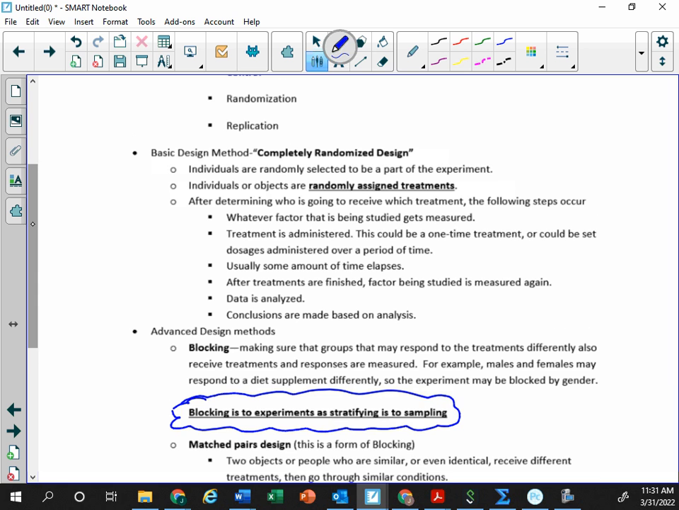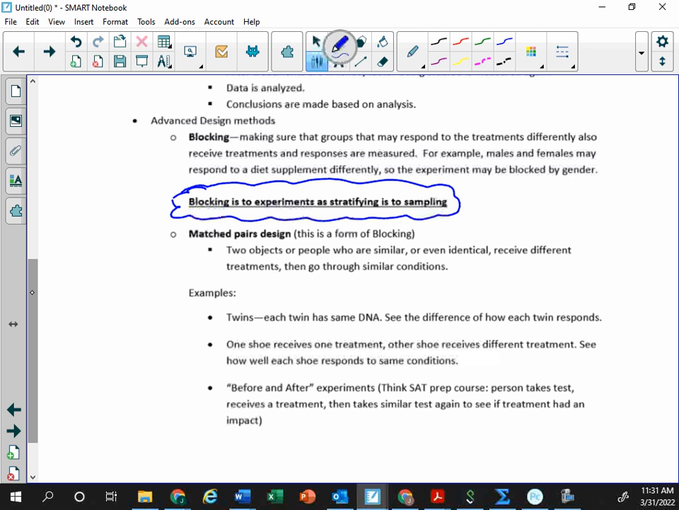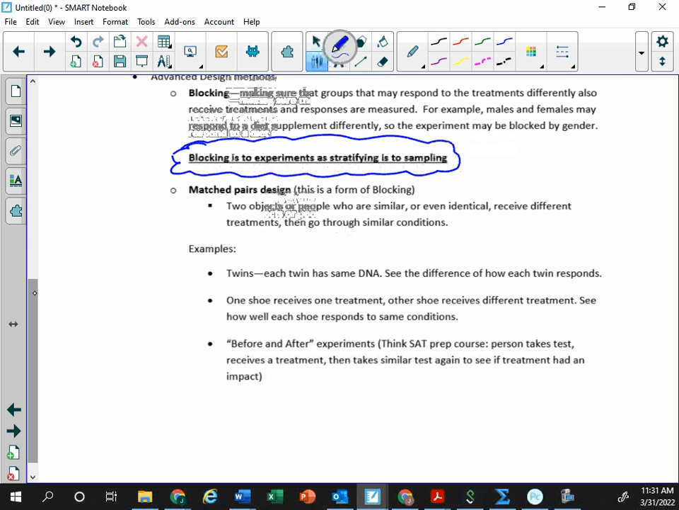Matched pairs design, we've talked about matching before. That's a type of blocking. You often see it with either twins or one person receiving two different treatments at different times. The shoe one is kind of a random example. You can either wear two different shoes and look at the wear that happens, or a certain treatment is being applied. So if it's matched pairs, though, the two individuals have to be very, very similar, almost identical. Otherwise, your results aren't going to make sense.